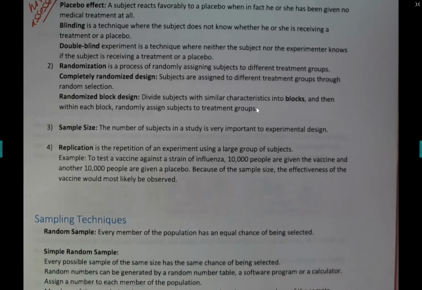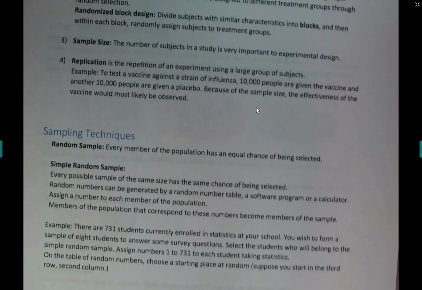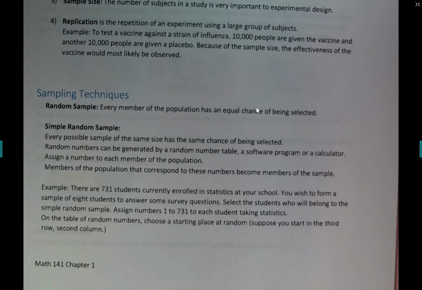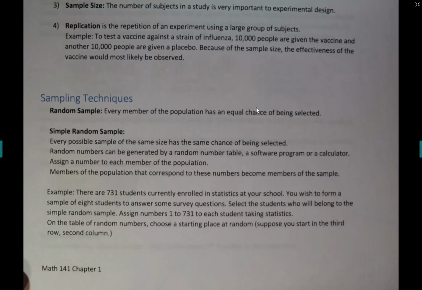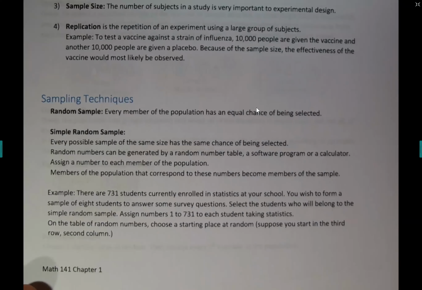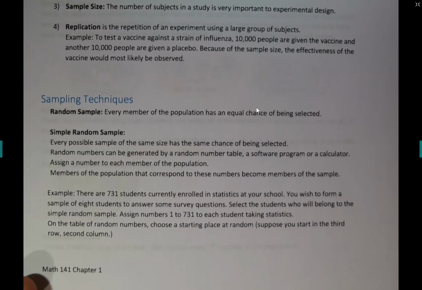Okay. And now the last thing, guys, in this chapter, we're going to learn about sampling techniques. What are the techniques that statisticians use to draw their samples? And that's very, very important, guys. They will have a lot of questions on the homework on sampling techniques. The first type of sample, which is the very best, is a random sample. In a random sample, every member of the population has an equal chance of being selected.